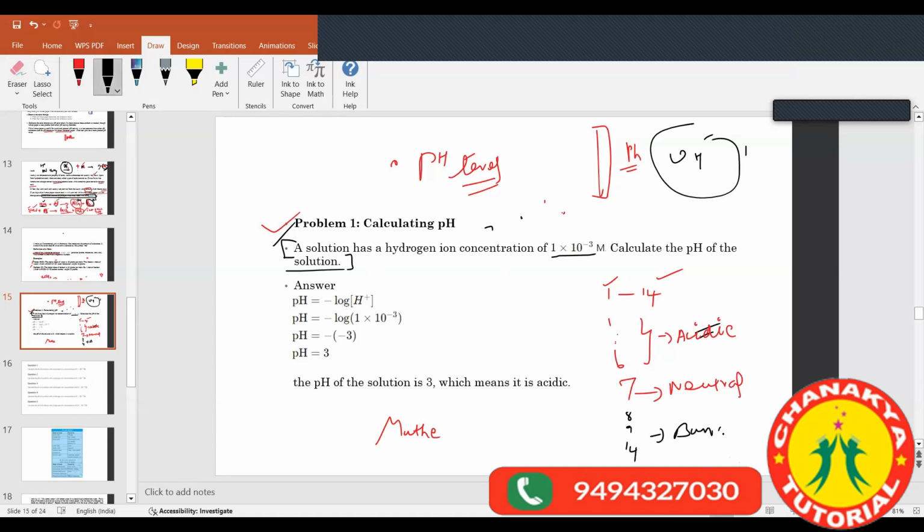So this is the rule of the pH. Now, what about below 7? Below 7 is acidic. If you get any number from 1 to 6, it is acidic. If you're getting exactly 7, it is neutral. If you're getting somewhere around 8 to 14, it is basic. These are the rules you should remember.